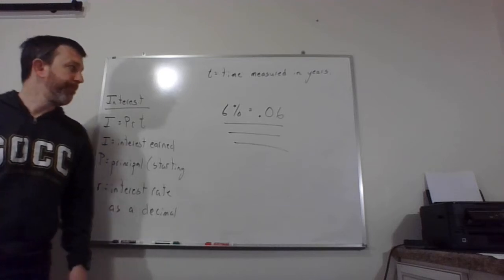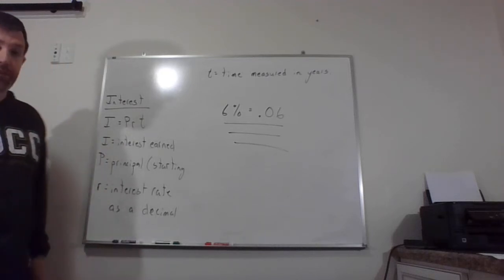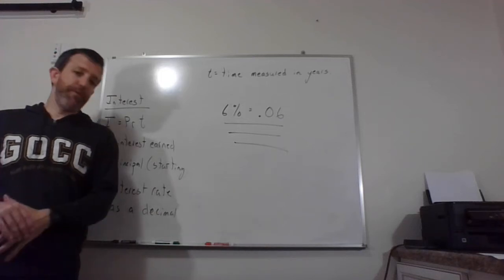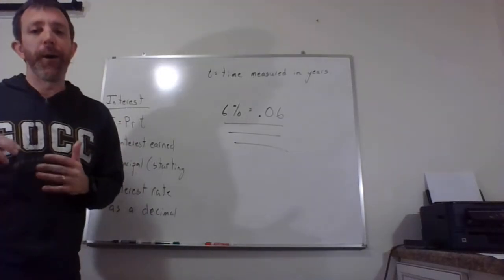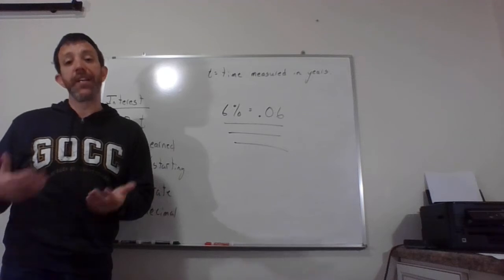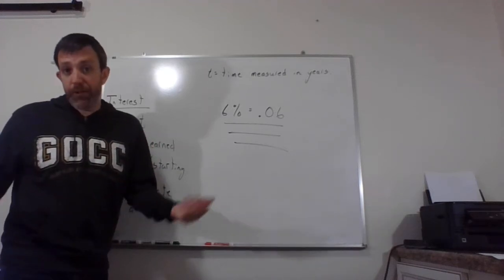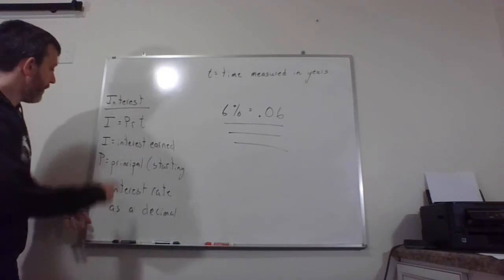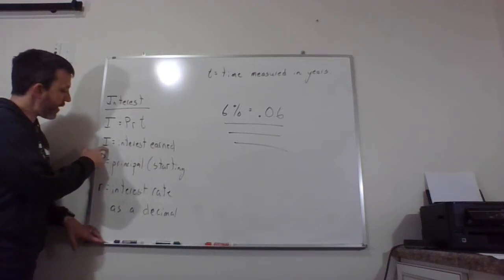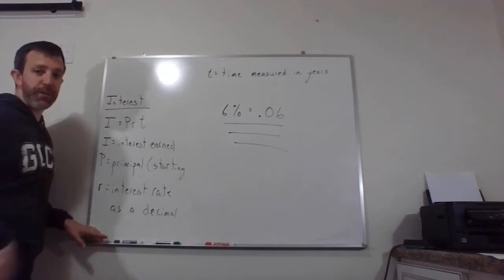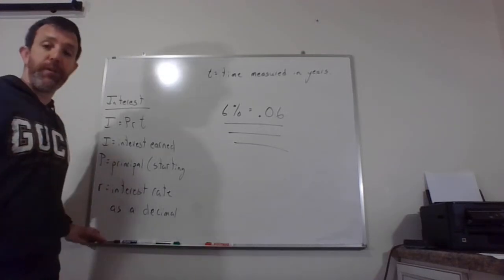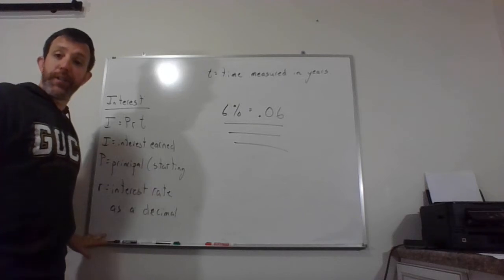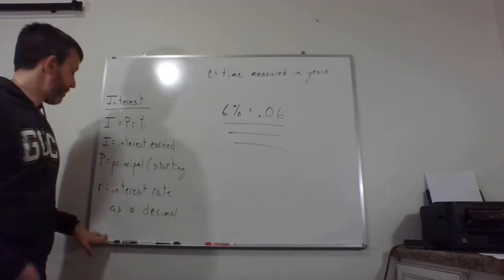I'll talk through them a little bit. I is the interest earned. So let's pretend you're investing money. It's way more fun than talking about taking out a loan. So you invest a little bit of money. I is going to be the money the bank gives you for the privilege of using your money. So I is interest earned. P is what's called principal. It's the starting amount. So if you invested $50 into an account, that would be your principal.